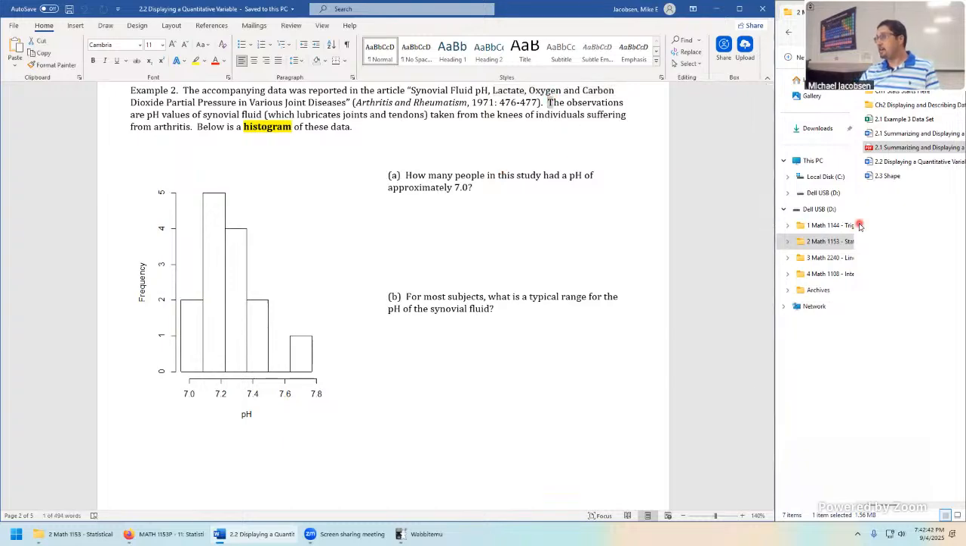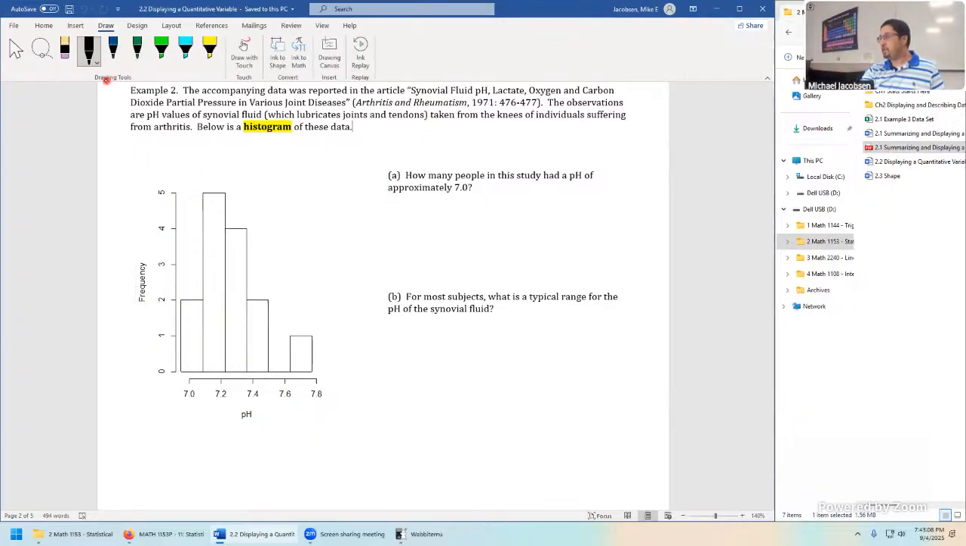And we're told the observations are pH values. So that's the one variable we're focusing on this time, of the joint fluid, synovial fluid, which lubricates the joints and tendons, taken from the knees. That's a common point of trouble for rheumatoid arthritis, of individuals suffering from, it just says, arthritis. So here's a histogram of the data. Let's look at this carefully. There's one variable here, and that variable was pH. So this is our quantitative variable.